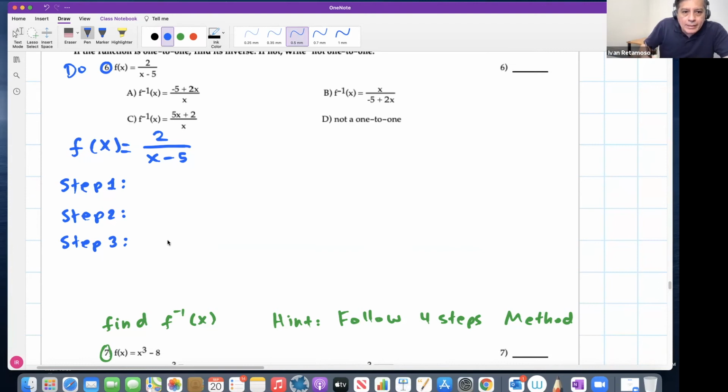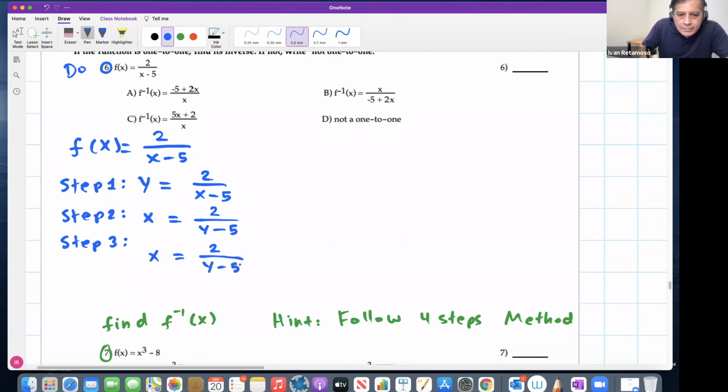Okay, let's do it together so I can talk to you about the property related to the graph of these functions and the inverse functions. Step 1 says substitute or replace f of x with y. So y equal 2 over x minus 5. First step. Step 2, switch the variables. So y becomes x and x becomes y, right? Step 3, isolate y.